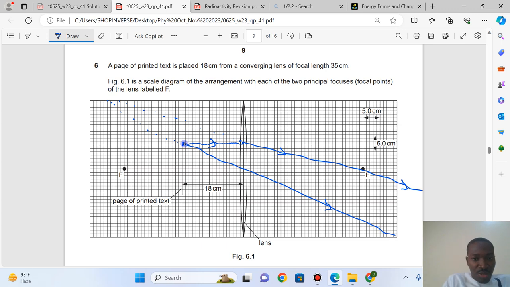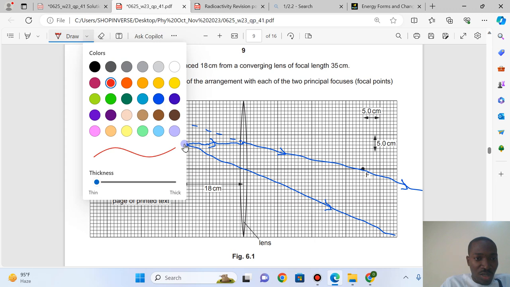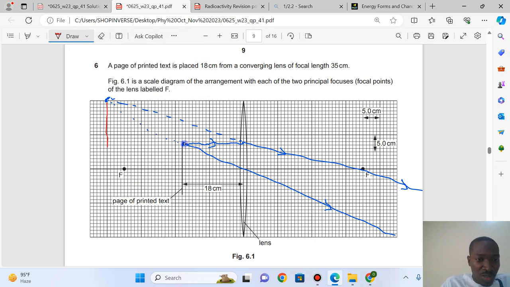So let me just try to do diligent work here and produce this first ray properly. Okay, what else do I need to do? I think this is where I have it. That's where the image will be. So this should be the image. Let me use color red to draw the image. Where these two rays meet, this should be the position of the image.